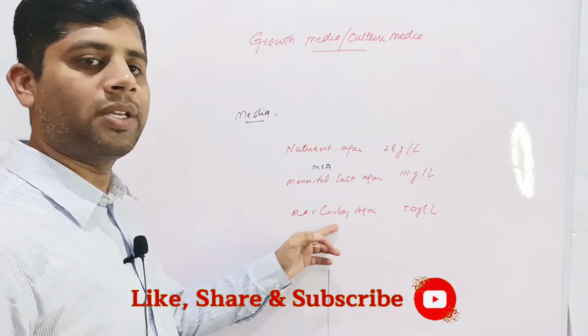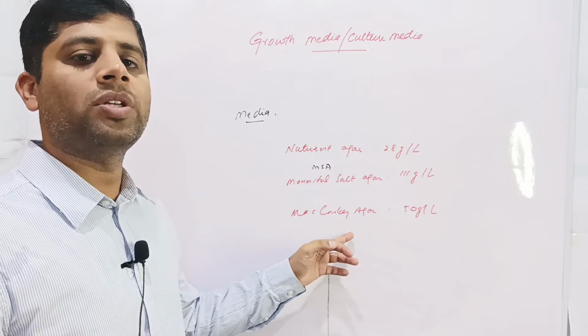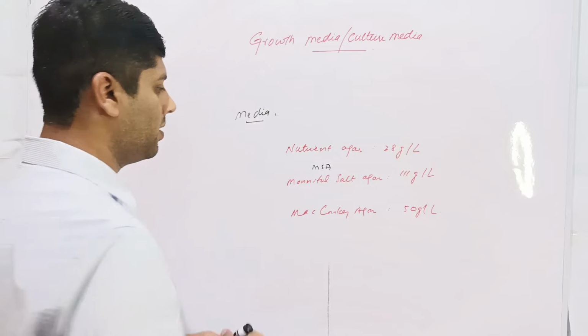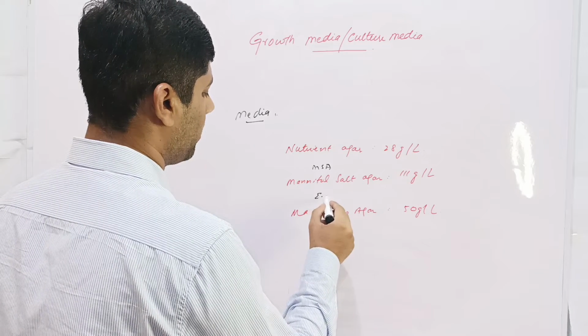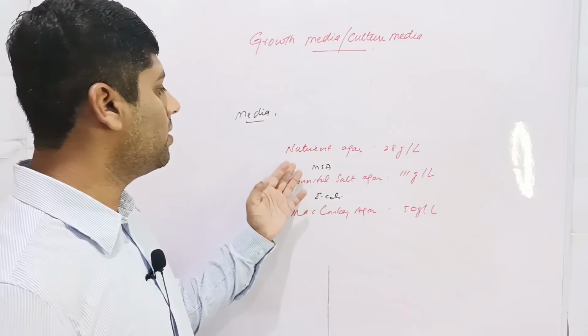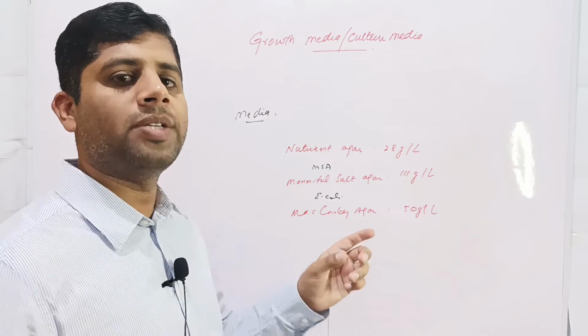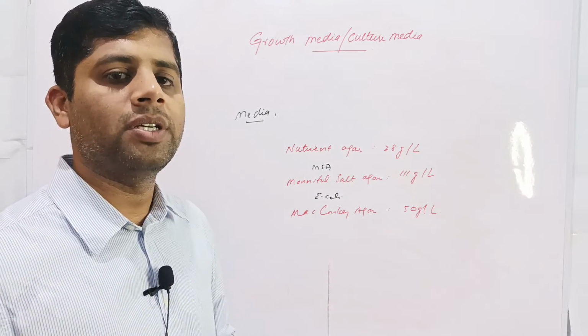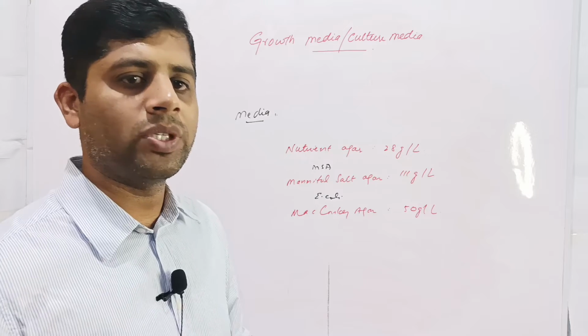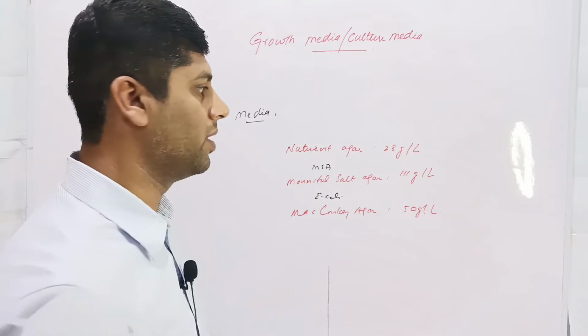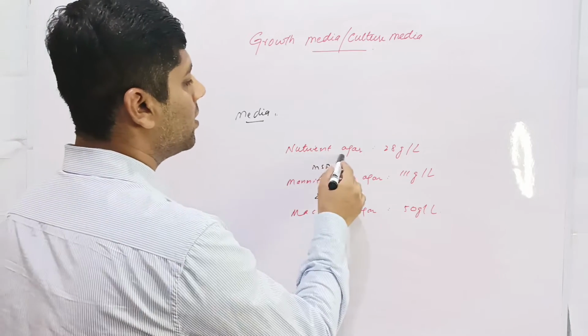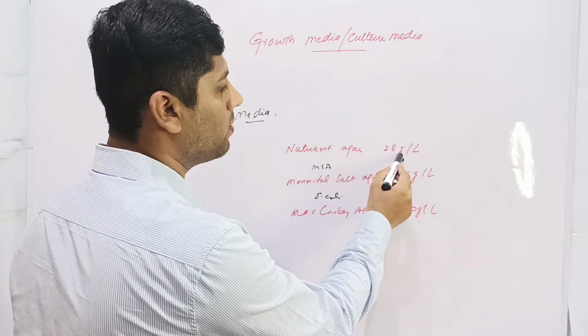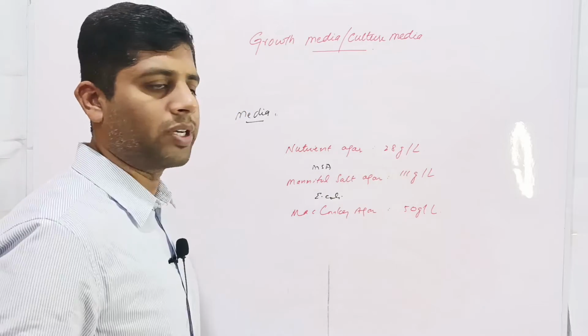And third one is MacConkey agar. MacConkey agar is used for the growth of Escherichia coli bacteria, E. coli. So all these types of media can be prepared as per the description or instructions of the manufacturer which are available on these packs of the media. For example, in case of nutrient agar, you need 28 grams of nutrient agar to be dissolved in 1 liter of distilled water.